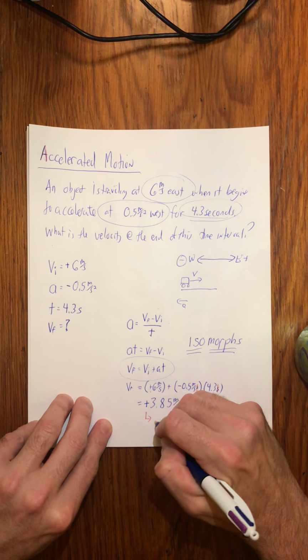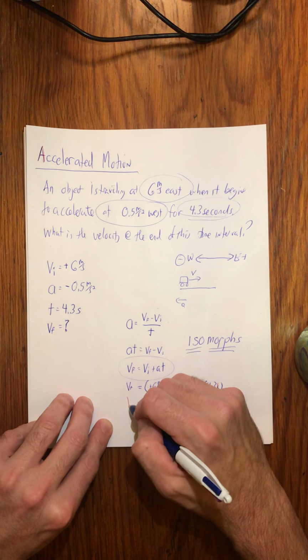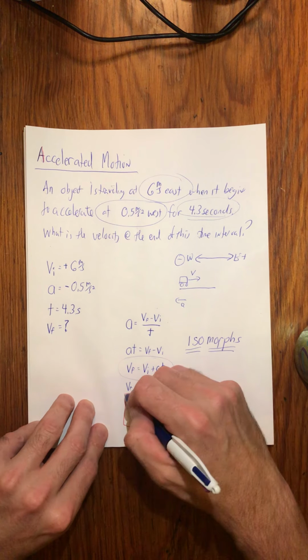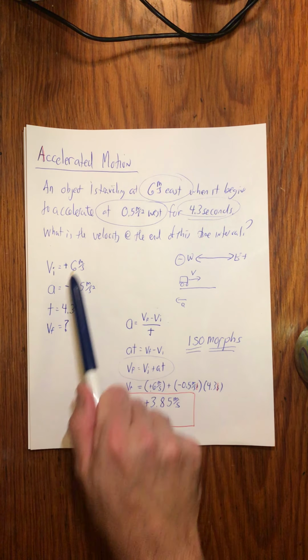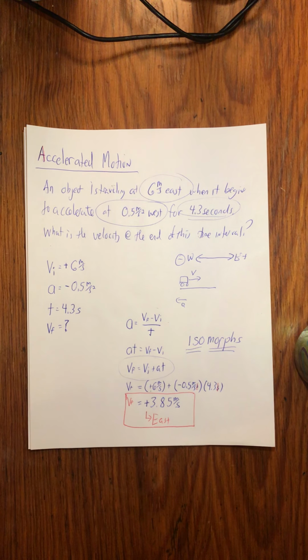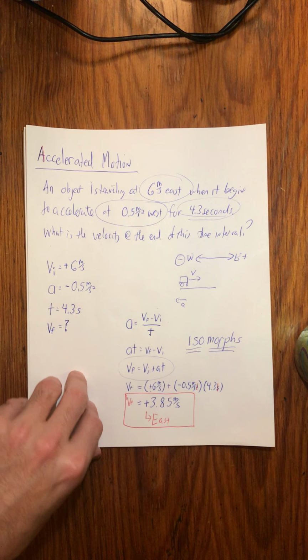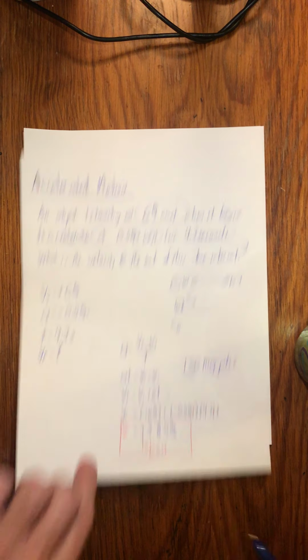What I do want to do is then explicitly decode the meaning of that positive. So this object is still moving east at the end of that time interval. And as we predicted, it is going slower than it was at the start because the magnitude of the velocity is less. So there you go. Typical type problem if I'm trying to talk about acceleration and objects changing speed.